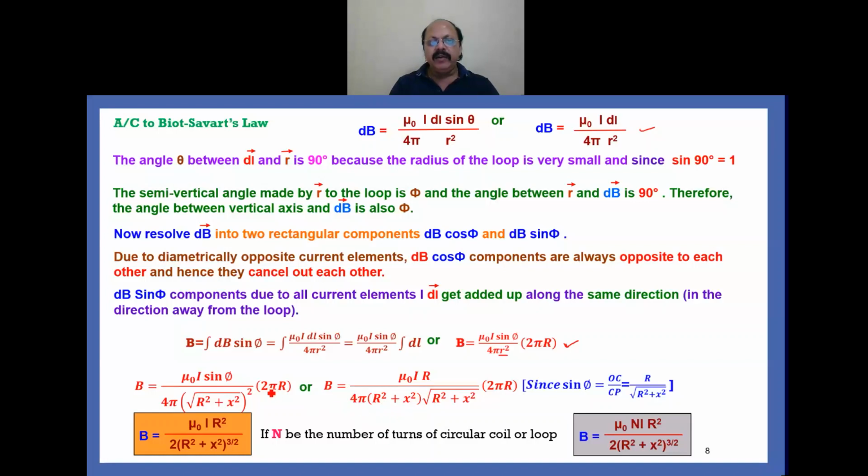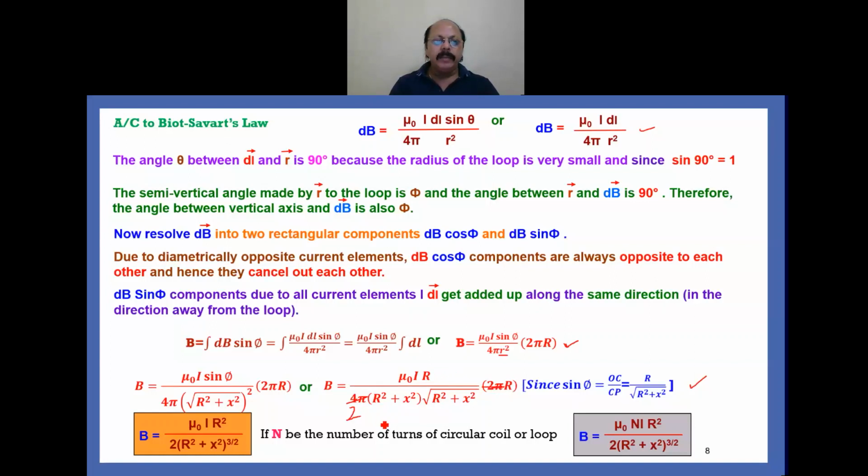But sin phi, when you calculate from the diagram, is OC upon CP, which is R upon under root R square plus x square. Substitute this value here in place of sin phi. Then B equal to mu naught I R upon 4 pi, within bracket R square plus x square under root R square plus x square, and within the bracket 2 pi R. Right? So this 2 pi and this 4 pi, you cancel it, then you will get 2 here. And this R and this R become R square.